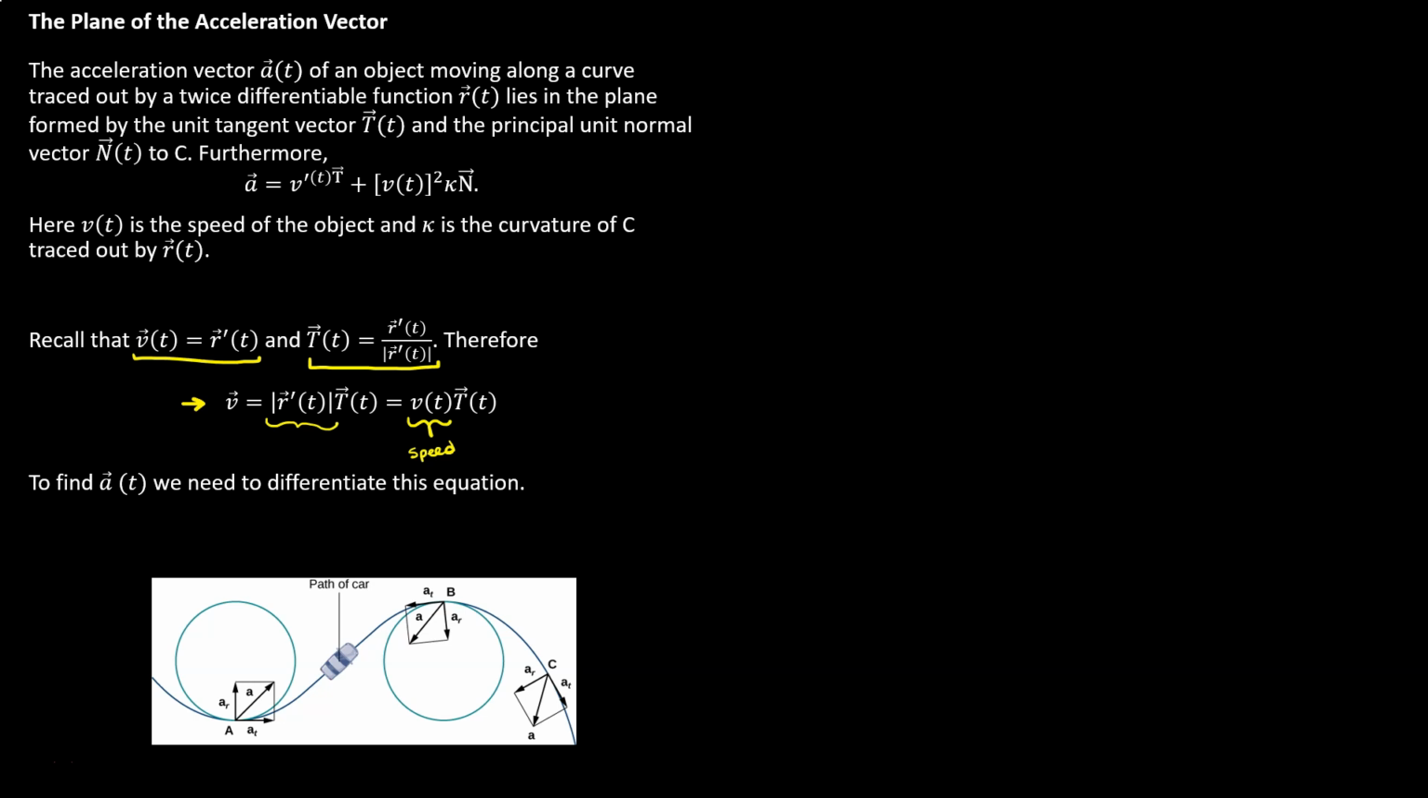We can use this to find acceleration simply by taking the derivative of both sides of this equation. On the left, we would have the derivative of velocity, which is acceleration. On the right, we need to use the scalar product rule because we have a scalar function, v of t, times a vector function, the unit tangent vector. Applying that scalar product rule, we get v prime times the unit tangent plus v times the derivative of the unit tangent. And this is one way to write acceleration.